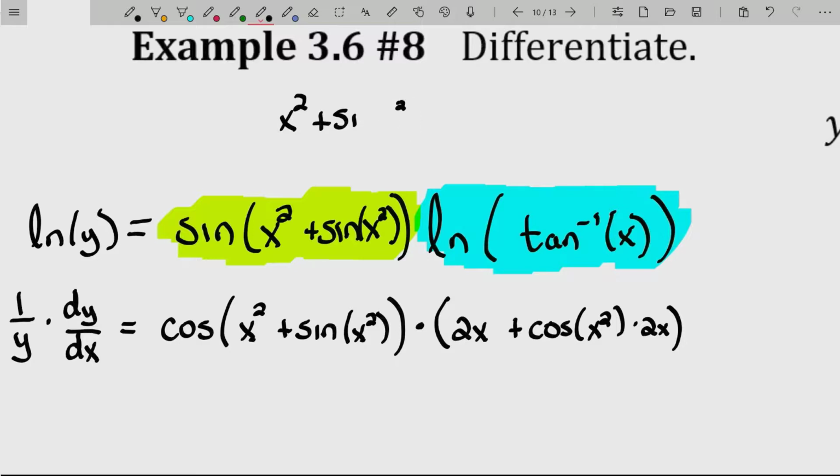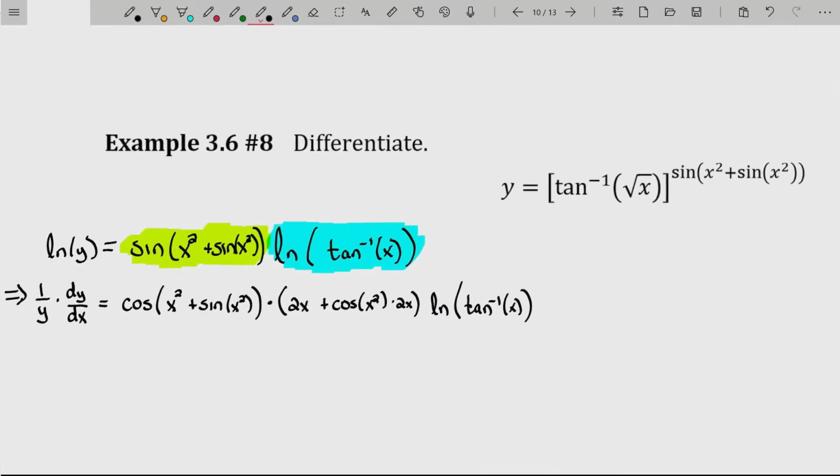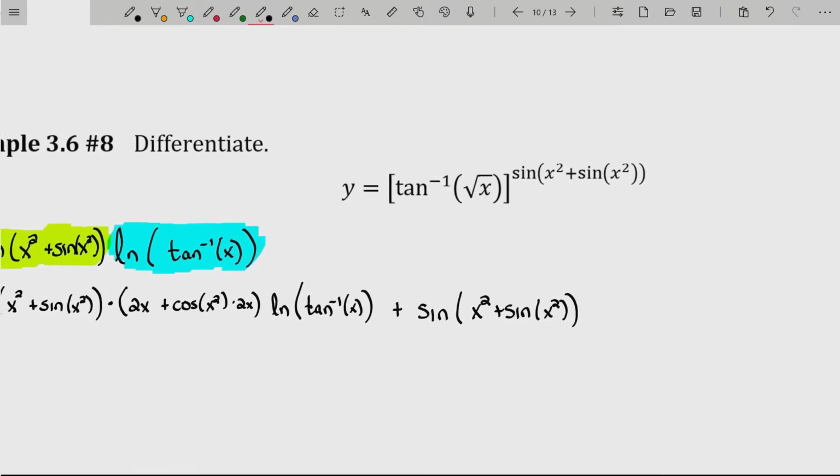So what we have just written down is the derivative of that yellow function. To that we'll attach the blue function, natural log of tangent inverse of x. Then we will hit the plus sign, write the yellow function, sine of x squared plus sine of x squared. And then we're going to take the derivative of the blue function. The derivative of a natural log is 1 over its argument. I'll just put the argument underneath this.